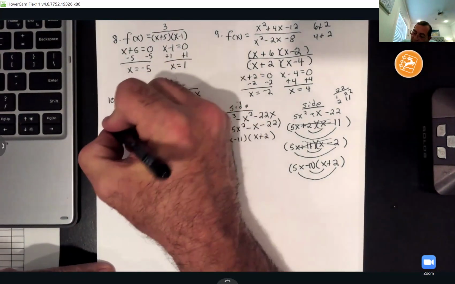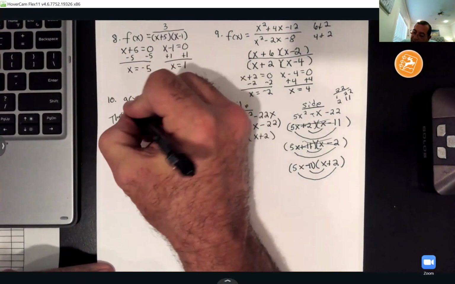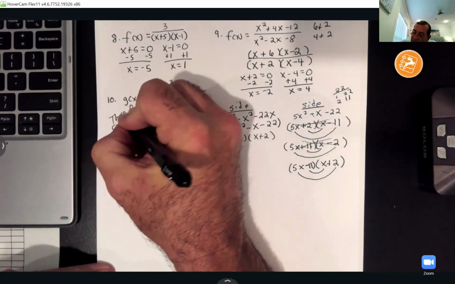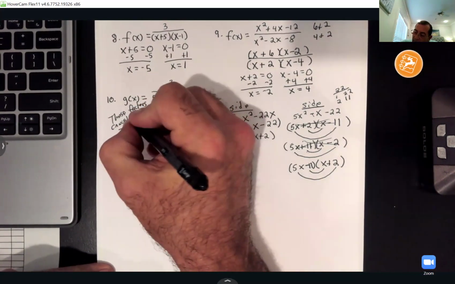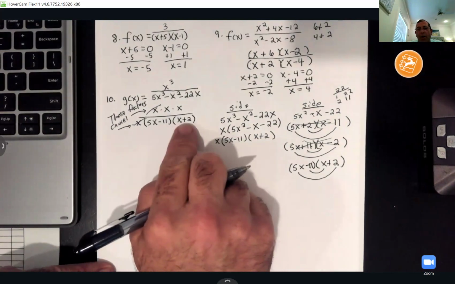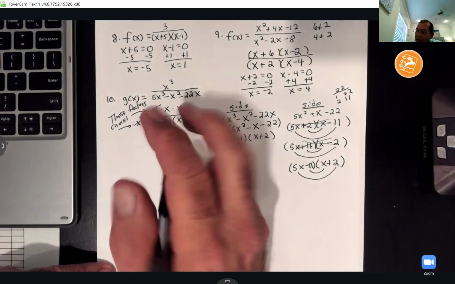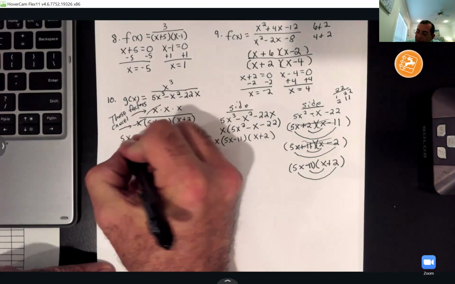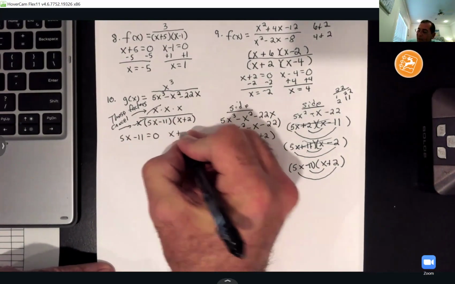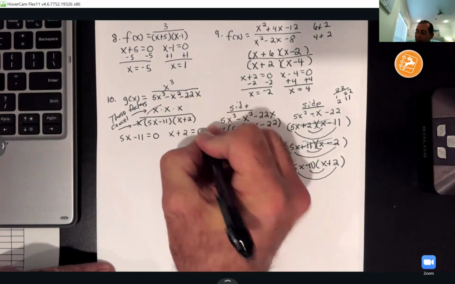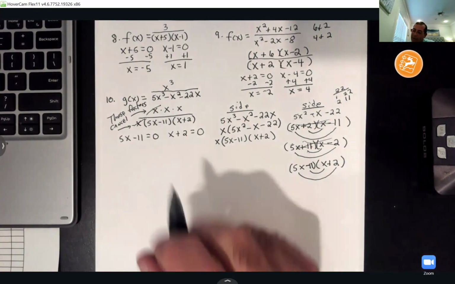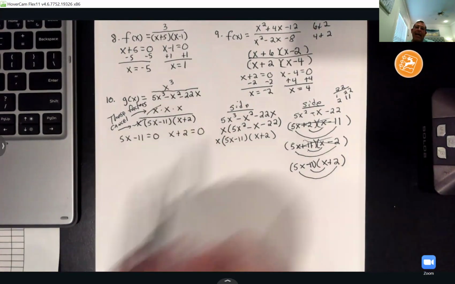So these factors cancel. Since they cancel, I'm only going to get 2 of these vertical asymptotes. I'm going to set 5x minus 11 equal to 0. And I'm going to set x plus 2 equal to 0. So y'all with me on factors canceling? I'm gonna cancel that asymptote out, okay?